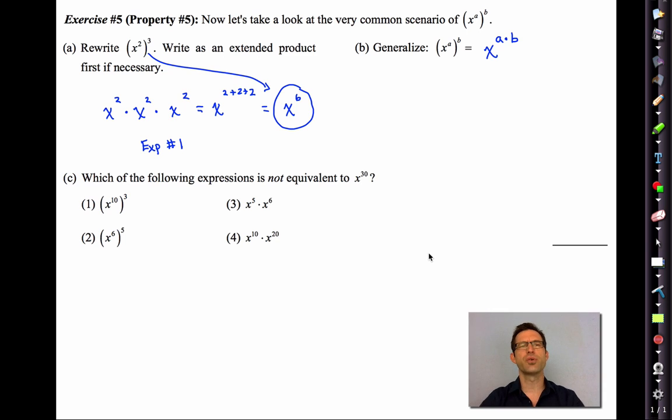Take a look at the multiple choice question in letter C. Which of the following expressions is not equivalent to x to the 30th? Think about this a little bit.